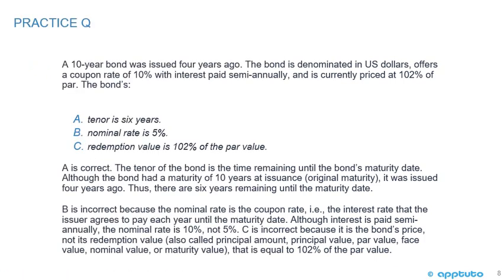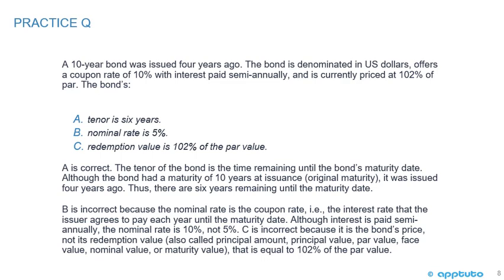A is correct. The tenor of the bond is the time remaining until the bond's maturity date. Although the bond had a maturity of 10 years at issuance, original maturity, it was issued 4 years ago. Thus, there are 6 years remaining until the maturity date. That should be an easy question if you understand the definition of tenor. A had to be correct right away.